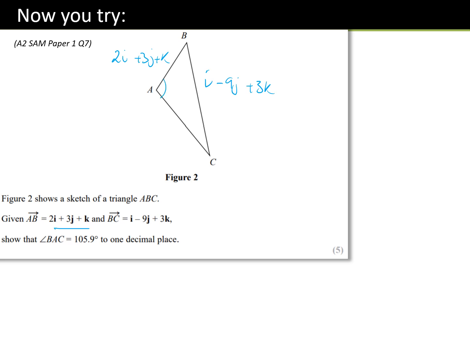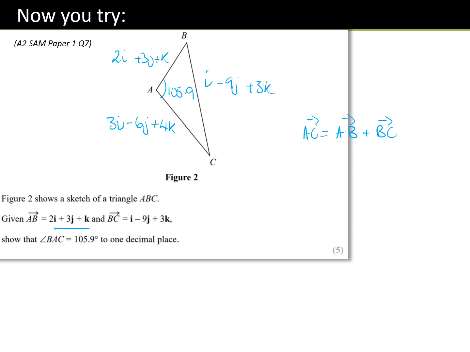I've got to prove that this angle here is 105.9. So what to do first of all is to get A to C. A to C is going to be A to B, and where that vector ends, we then add on the journey B to C, and that will finish at C. So adding the two vectors that we've got already is going to be in the i component 3i, the 2 plus the 1, plus 3 minus 9, which is minus 6j, and then plus 4k.